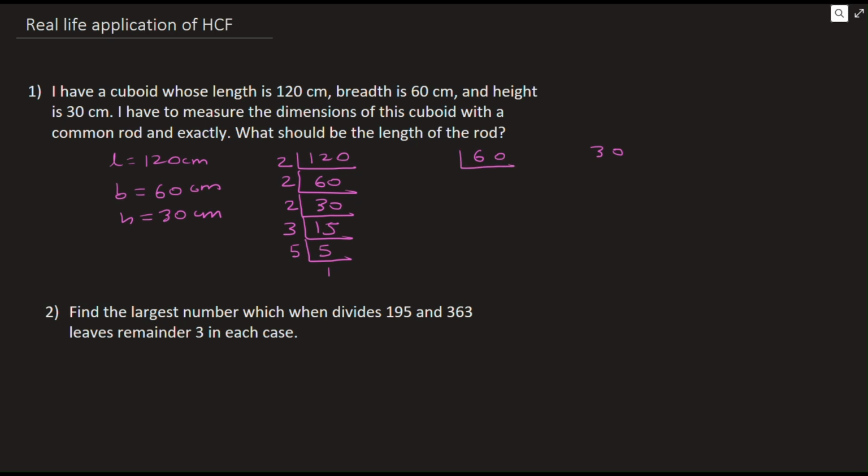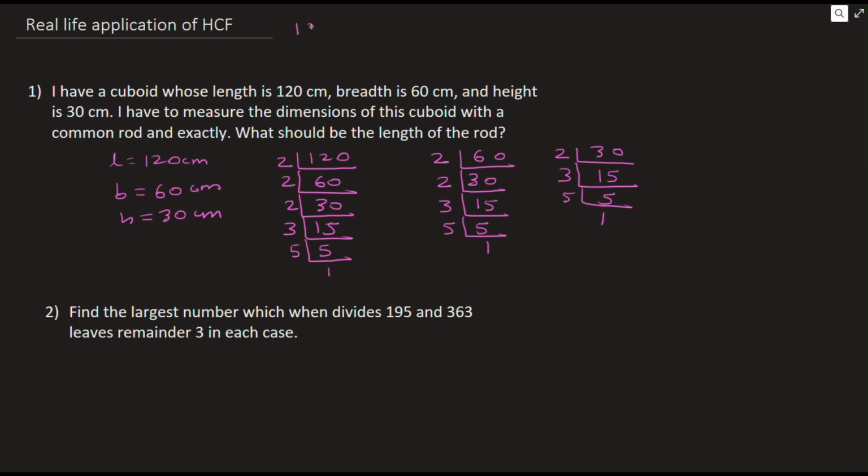Then I do for 60. 2 times 30 equals 60. 2 times 15 equals 30. 3 times 5 equals 15. Then 5 times 1 equals 5. Then for 30, I basically have to do this part only. So 2 times 15 equals 30, 3 times 5 and 5 times 1 equals 5.